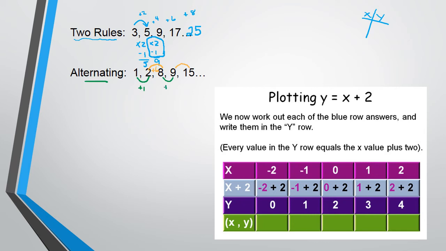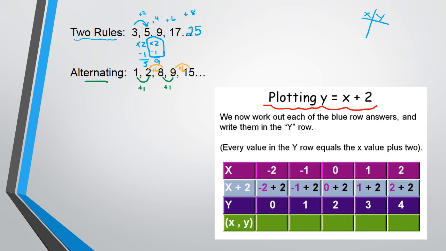Did they add 1 here? Yes, they sure did. And did they add 6 to get to the 15? Yes, they sure did. So sometimes patterns alternate. Add 1, add 6, add 1, add 6. All right, let's have a look down here at the bottom part.